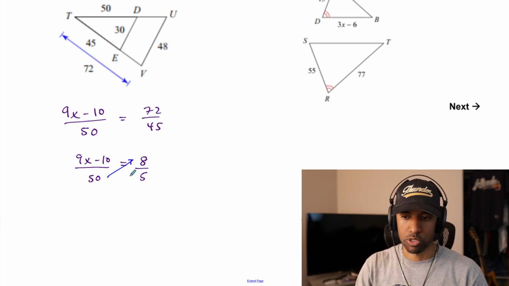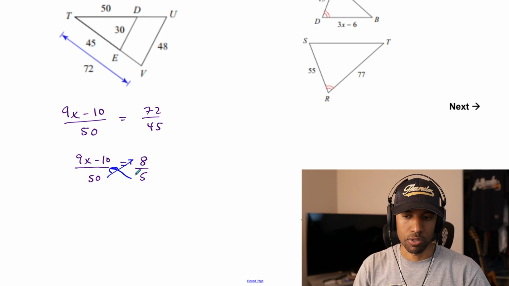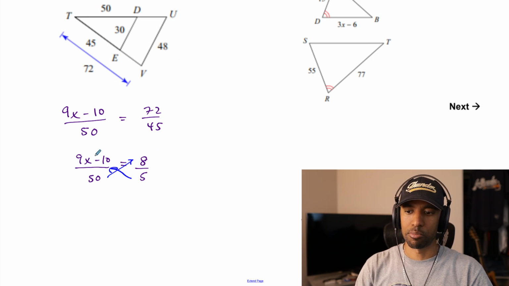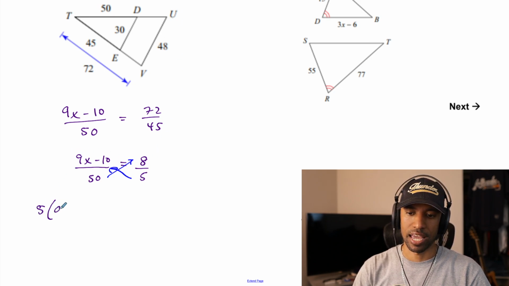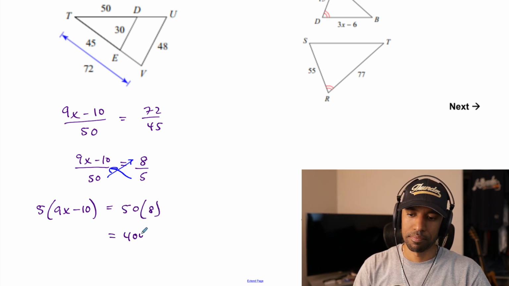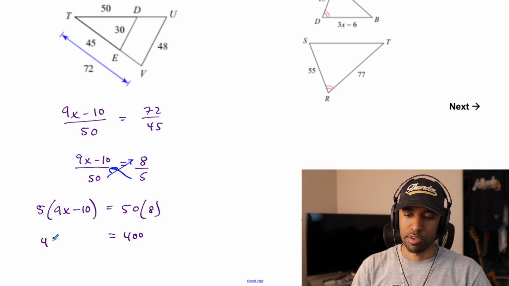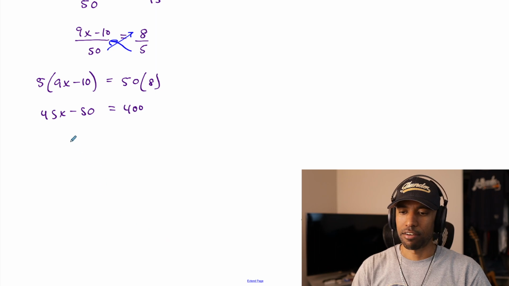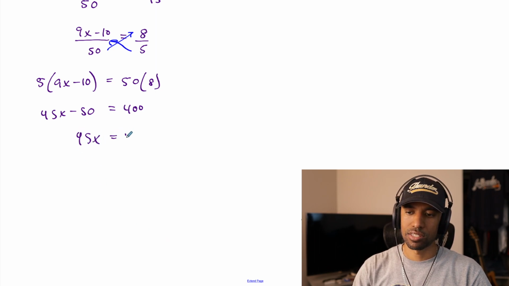So I'm going to cross multiply from here. And when I cross multiply, you get to see some other steps here as well. I have to multiply 5 with both 9x and negative 10. And here I have to multiply 50 by 8. So 50 times 8 is 400. And that gives me 45x minus 50 over here. If I add 50 to both sides and then divide both sides by 45, I will get x equals 10.